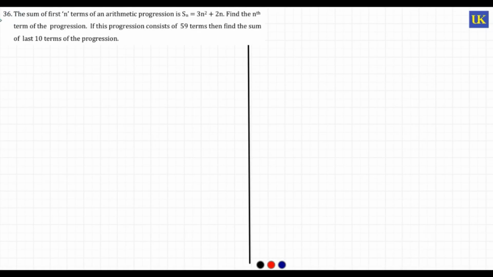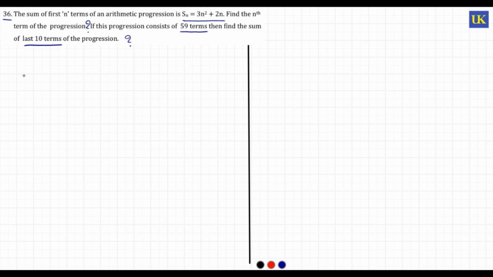So guys, in this question, we will be solving the 36th question. The sum of first n terms of an arithmetic progression is Sn is equal to 3n square plus 2n, and they are asking us to find the nth term of the progression. So this is one thing we have to find here. If this progression consists of 59 terms, then find the sum of the last 10 terms. So this is another question they are asking.